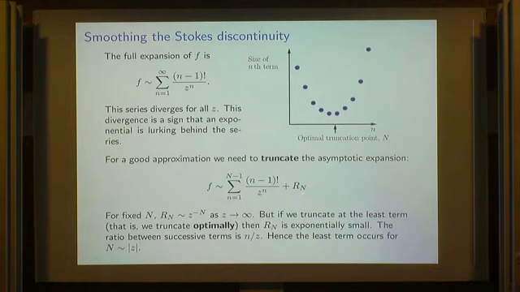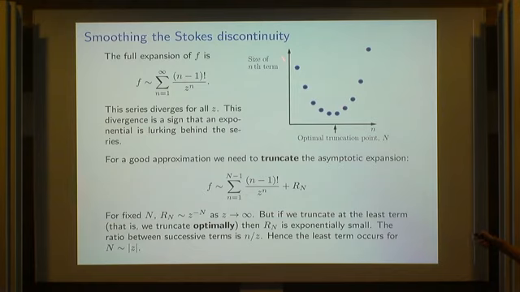But I could also let this truncation point depend on z. And therefore, if z gets a bit bigger, I take more points. If z is a bit smaller, I take fewer points. And so if I do that, if I truncate optimally, you find that the remainder term here is exponentially small. So where is the optimal truncation point? Well, you see it in the picture here.